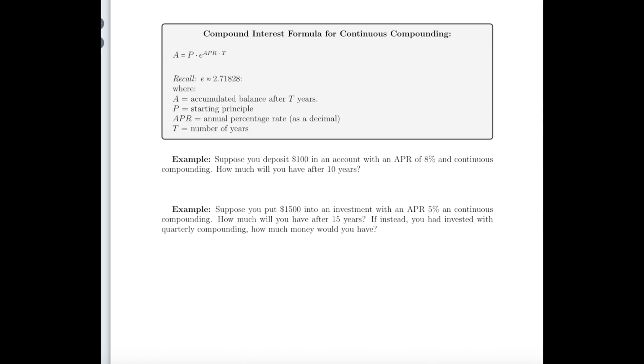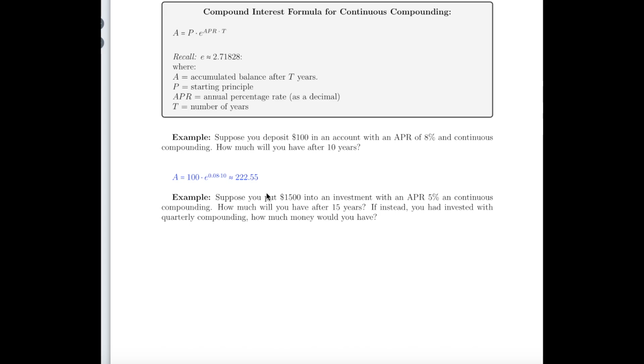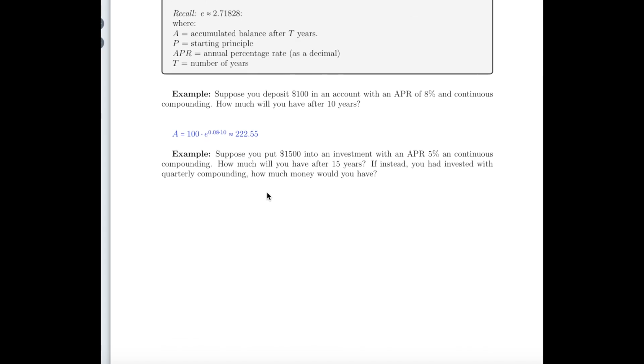So suppose you deposit $100 in an account with an APR of 8% and continuous compounding. How much will you have after 10 years? So all we do is plug this straight into this formula. We're looking for the accumulated balance. Our principal is $100. We have e to the 0.08 because that is our rate, and then our time is going to be 10 years because that's what it says in the problem. So we get 100 times e to the 0.08 times 10, which is approximately $222.55. So we gained $122.55 after 10 years.